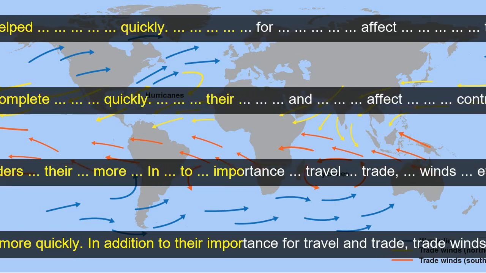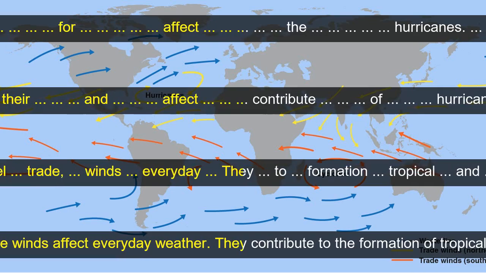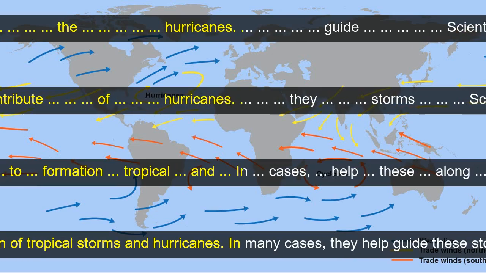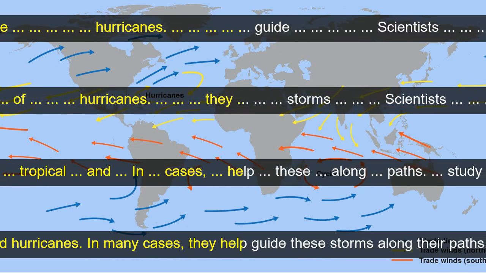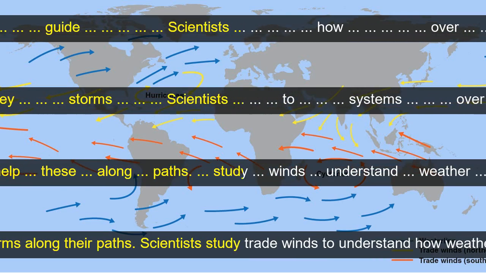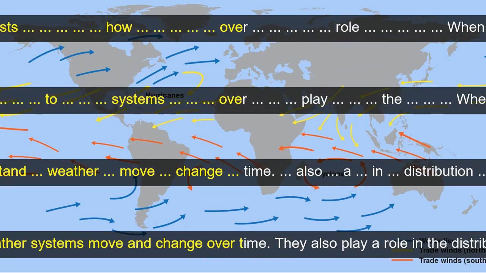In addition to their importance for travel and trade, winds affect everyday weather. They contribute to the formation of tropical storms and hurricanes. In many cases, they help guide these storms along their paths. Scientists study trade winds to understand how weather systems move and change over time.